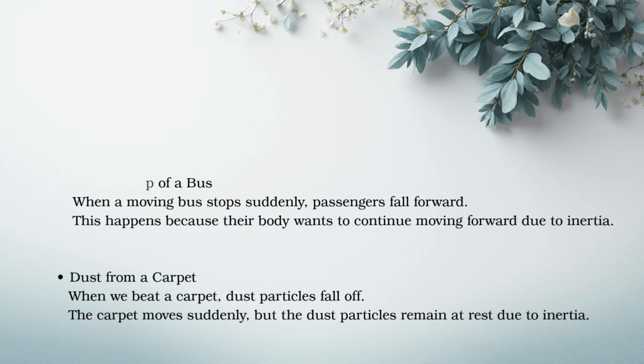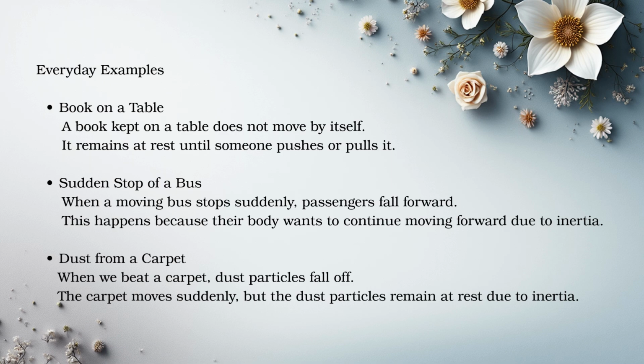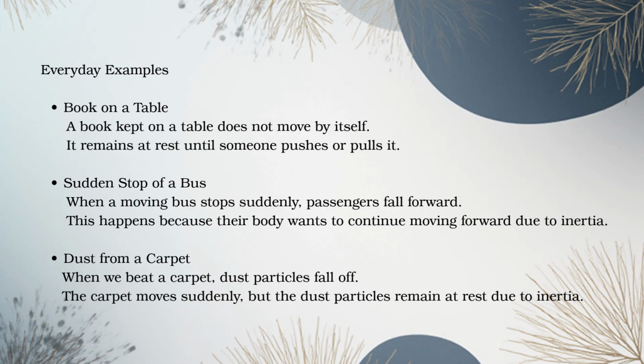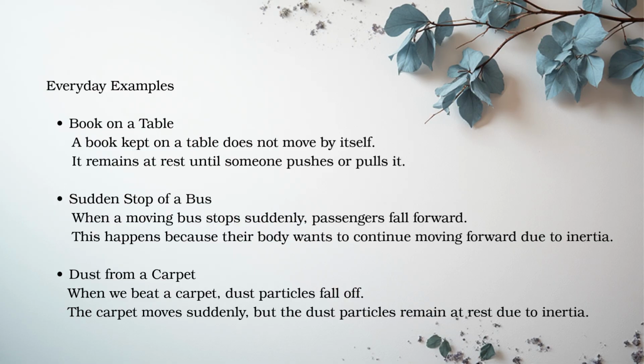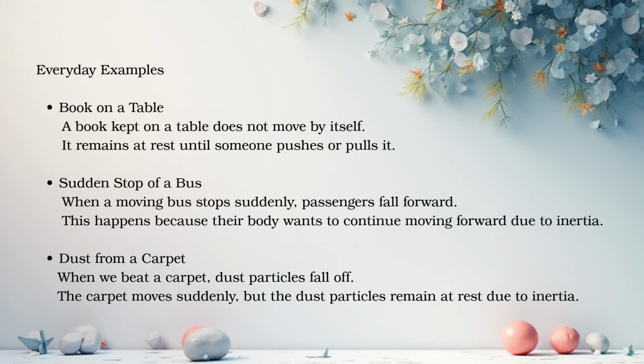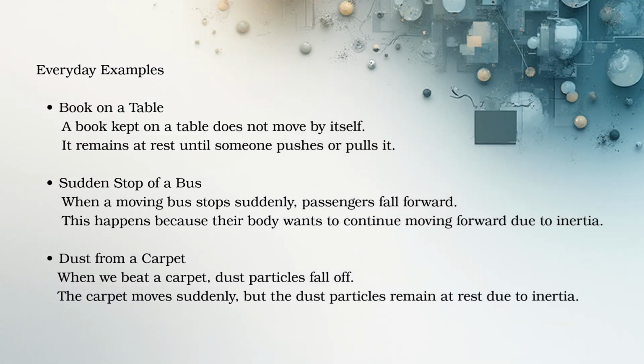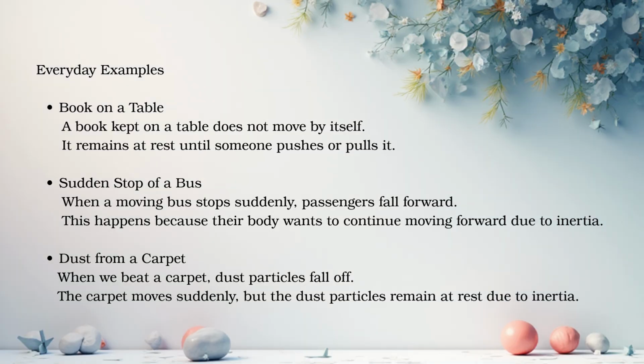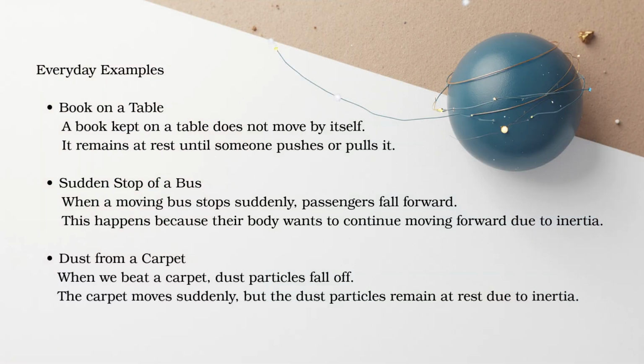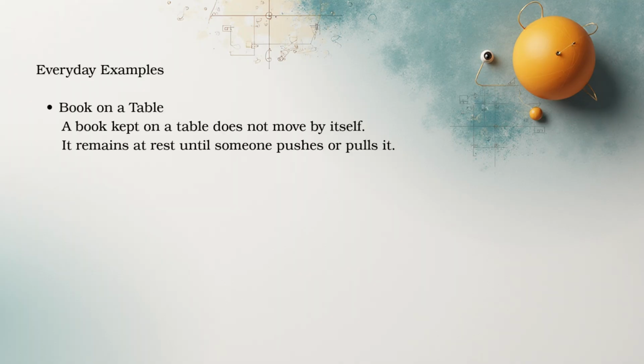Now let us examine everyday examples. Book on a table. A book kept on a table does not move by itself. It remains at rest until someone pushes or pulls it. Now let us see the second example. Sudden stop of a bus. When a moving bus stops suddenly, passengers fall forward. This happens because their body wants to continue moving forward due to inertia. Now let us see another example. Dust from a carpet. When we beat a carpet, dust particles fall off. The carpet moves suddenly, but the dust particles remain at rest due to inertia.